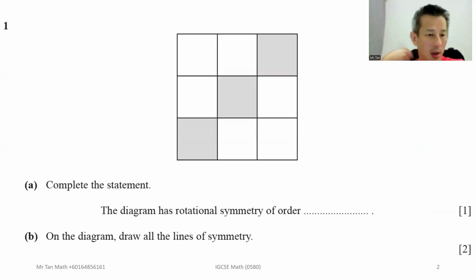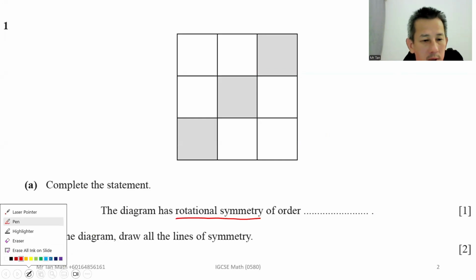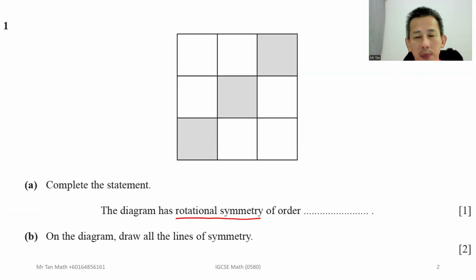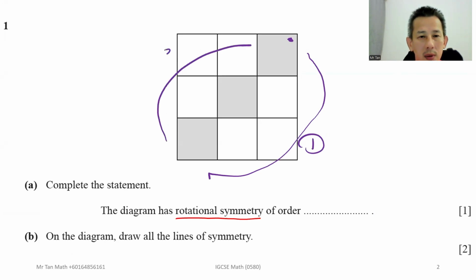Question 1. 1A. 1A is about rotational symmetry. Rotational symmetry is how many times the shape can be rotated and still give you the same shape. So if you start from here, change color. If you start from this point, you will rotate 1. If you take this point and rotate back, 2. So the order is 2.